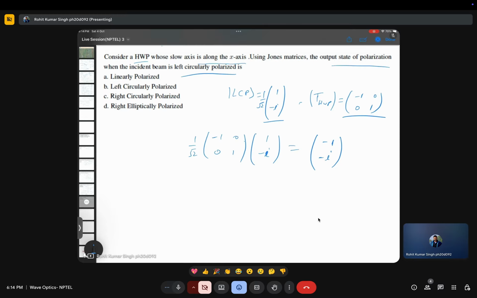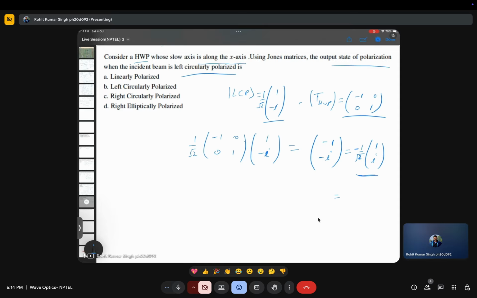Wait, left circularly is... yeah, it's fine. This is a long axis. Okay, so now you see what you have. You have this, and this you must remember, right?